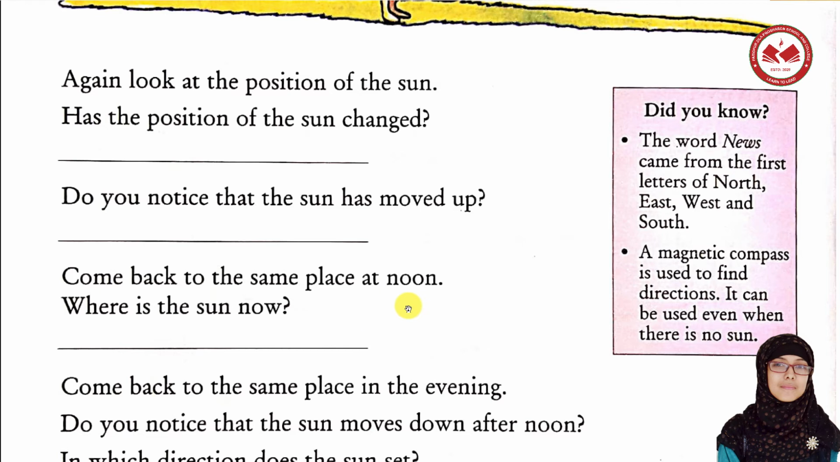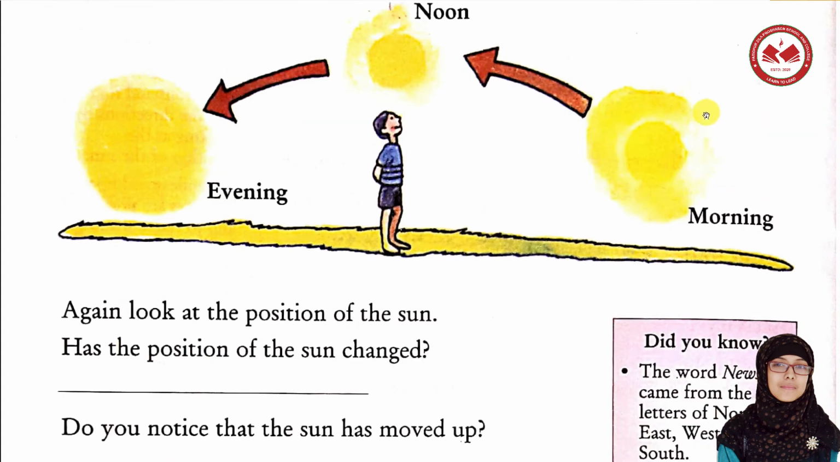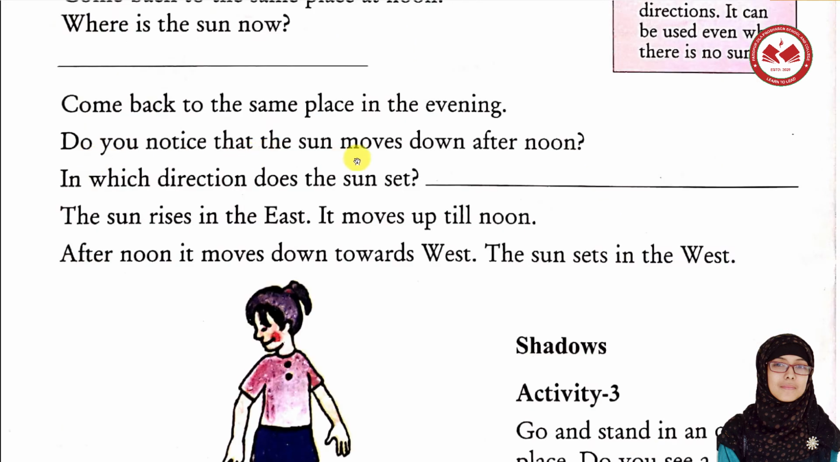So now you can understand that the sun is moving continuously, but we don't actually see it instantly. But when the time passes, the sun keeps moving slowly and steadily, but the sun is moving. This is a universal truth. Do you notice that the sun moves down after noon?